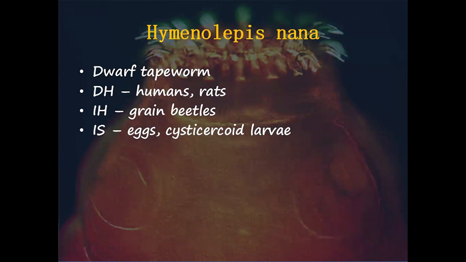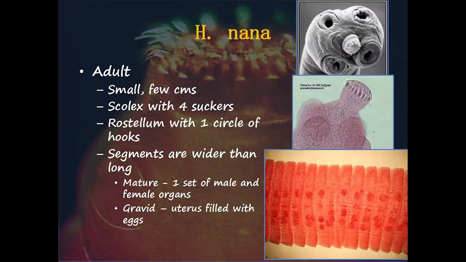Okay. Next, we have Hymenolepis nana. These are the not so common ones, and you will take note that the slide would look like this, very simple. So definitive host, humans and rats, intermediate host, grain beetles, infective stage, eggs or cysticercoid larvae. H. nana, the adult again are small, you have 4 suckers. Then you have a rostellum with one circle of hooks.